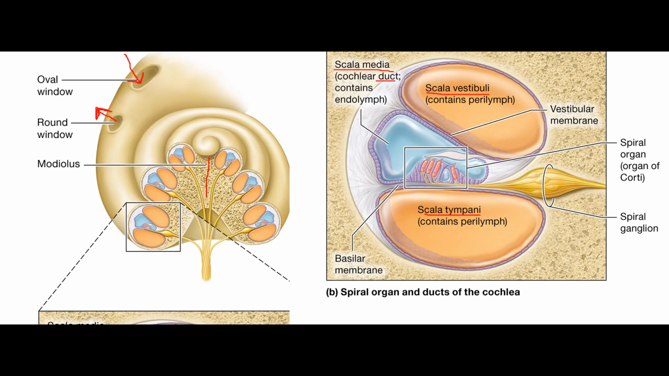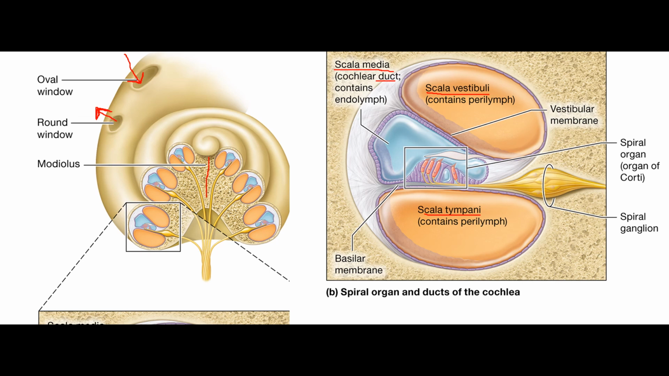If you want to think of them all as scala, it'll probably be easier to remember, just because scala media means the middle scala. And also that has the endolymph, and the two on the outside have the perilymph.